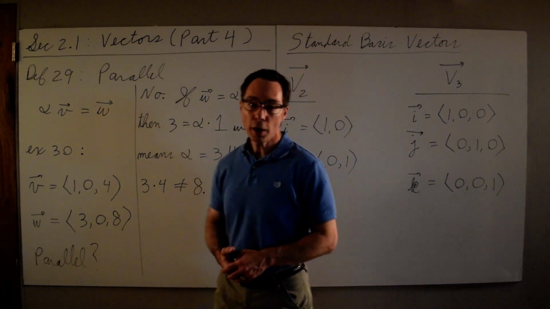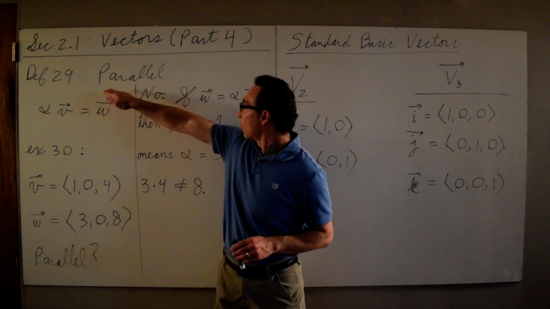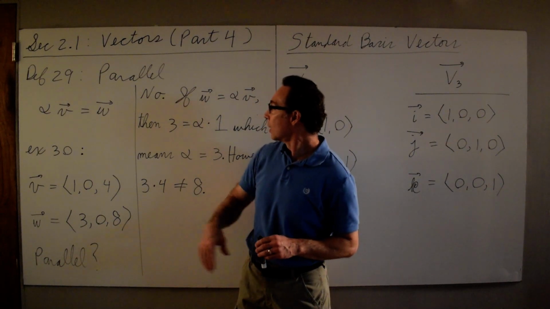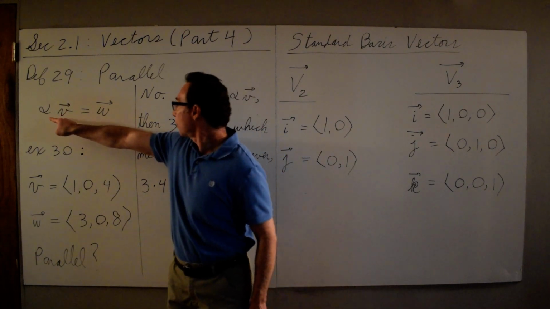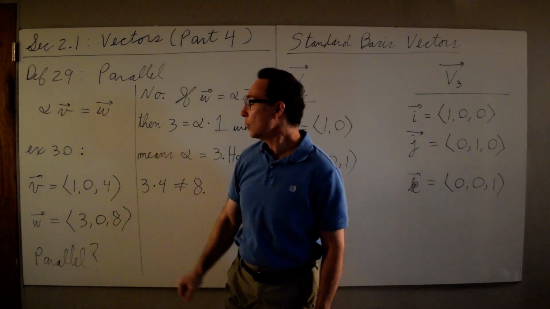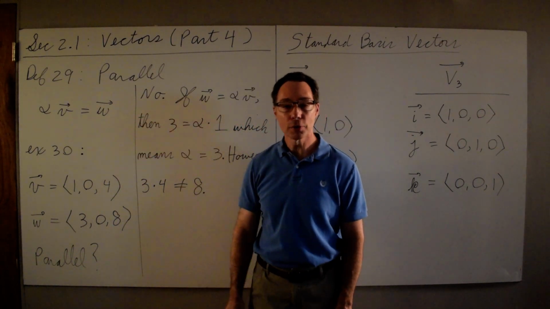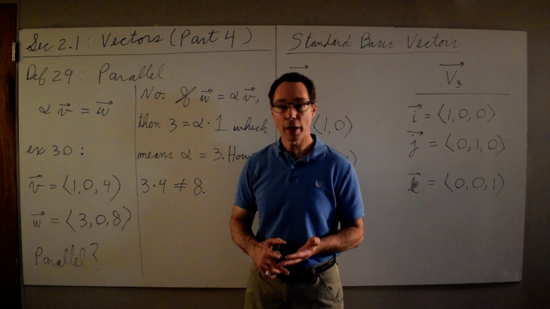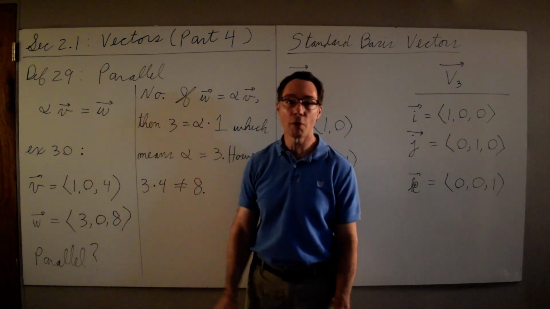This is the fourth video on section 2.1, vectors. And we're going to start by talking about what it means for two vectors to be parallel. Definition 29 says that two vectors are parallel if there is a scalar alpha such that alpha v is equal to w. Another way to define parallel vectors is two vectors are parallel if they either have the same direction or they have exact opposite directions. That's another way to define parallel vectors.